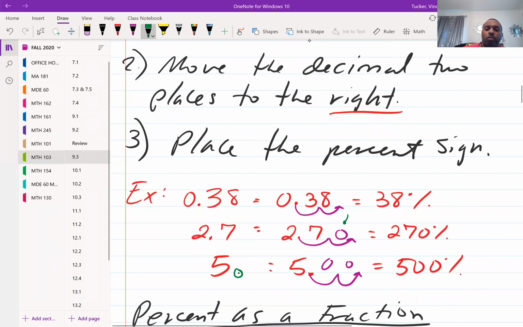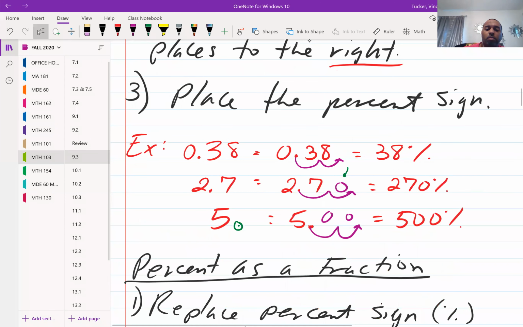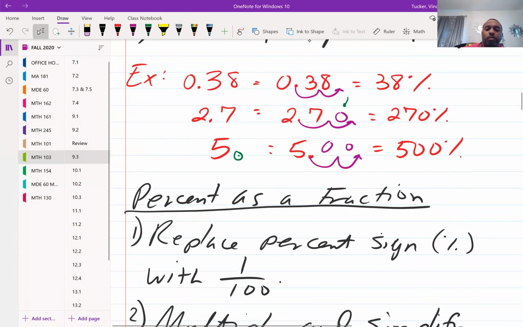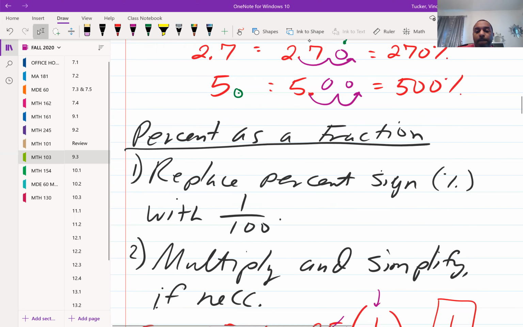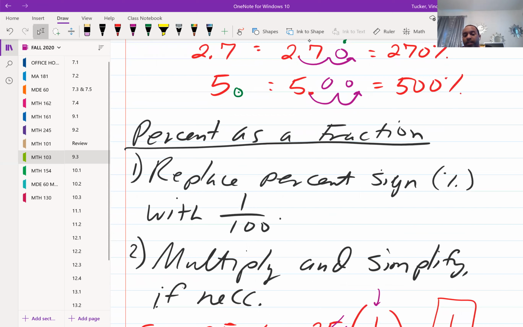All right, let's scroll up. All right, next conversion, percent as a fraction. So we will look at the percent sign itself and replace it with 1 over 100. And then multiply and simplify if necessary.